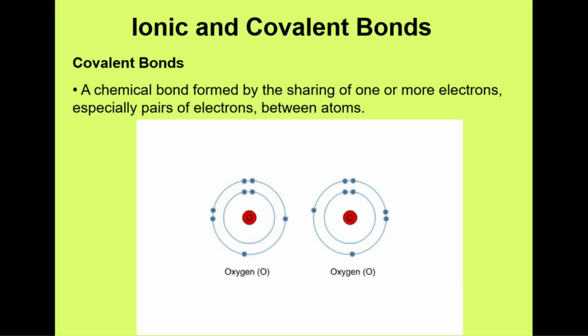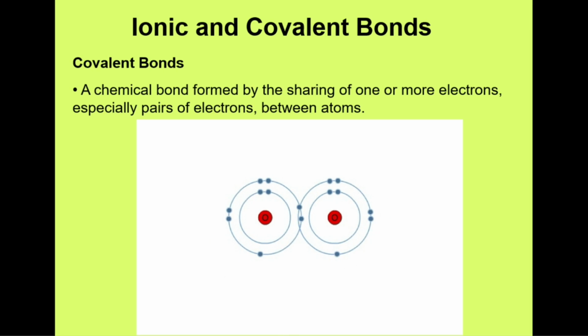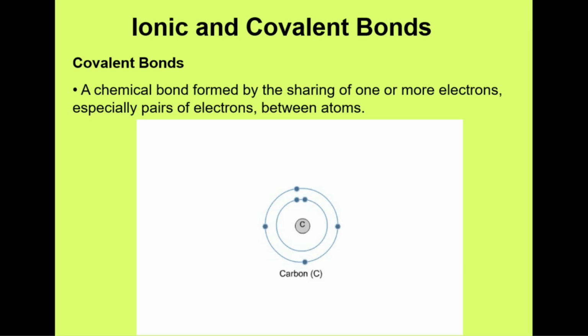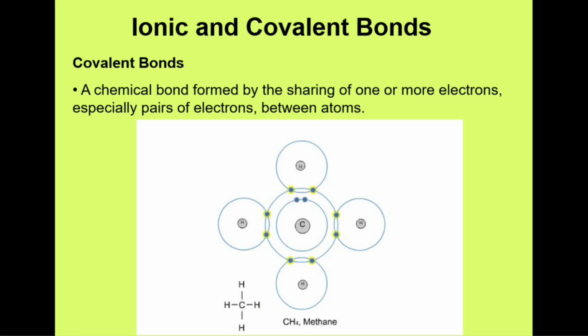An oxygen atom needs 2 electrons to complete its outer shell. 2 oxygen atoms can share 2 pairs of electrons. A molecule of oxygen gas is held together by a double covalent bond, 2 shared pairs of electrons. A carbon atom needs 4 electrons to complete its outer shell. It can share electrons with 4 hydrogen atoms, forming a methane molecule containing 4 single covalent bonds.